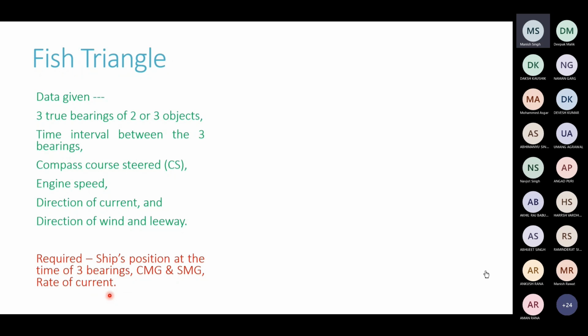Many a time students have difficulty in identifying these questions. So this is a very good indicator for identifying the question. If the rate of current is not given to you and you need to find it out, then the chances are it is a fish triangle question. The second identification is that the three bearings which are provided to you are from either two or three objects. Now, on this basis, let me show you a question based on the fish triangle concept.